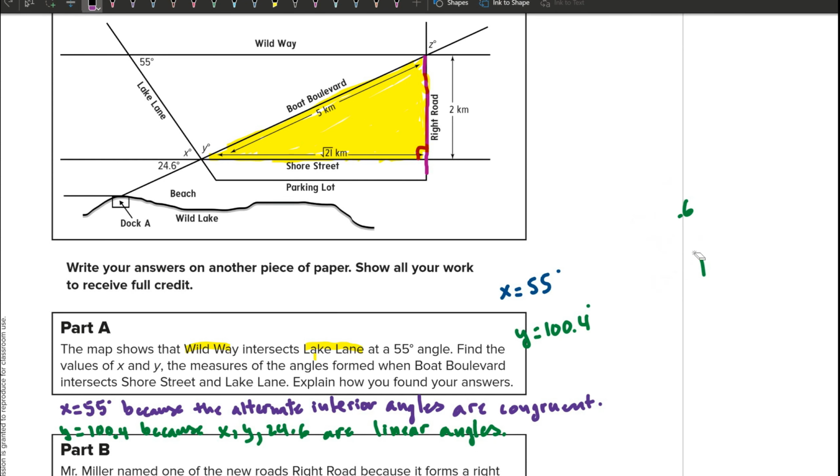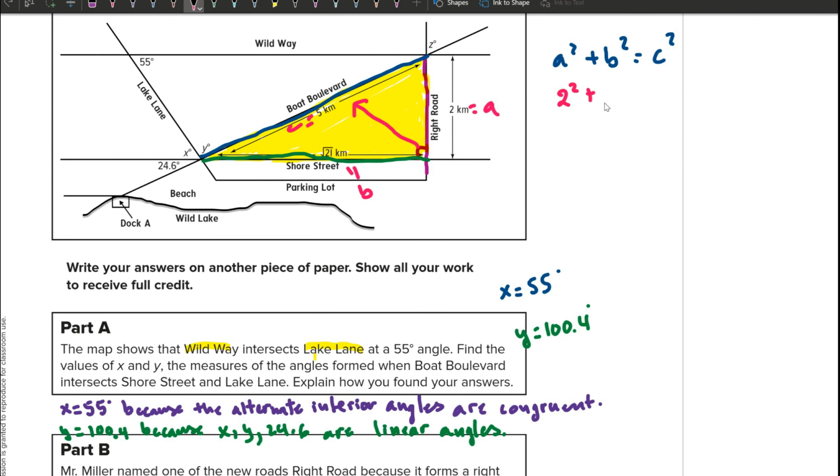Okay, so we're going to use the Pythagorean theorem: a squared plus b squared equals c squared. So who is C in this case? You have the Right Road, which is 2 kilometers. We have the Bolivar Boulevard, which is 5 kilometers. And we also have Shore Street, which in this case is square root of 21. So who is your C? C will be facing the 90 degrees, so C will be your 5 kilometers. So this will be A and this will be B.